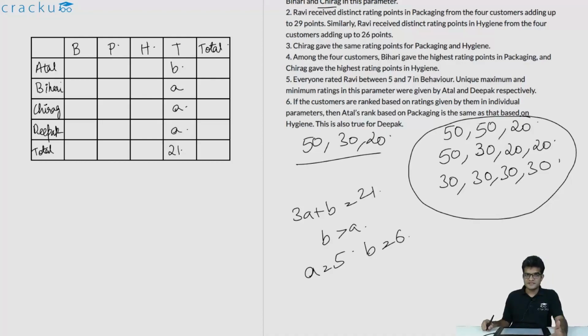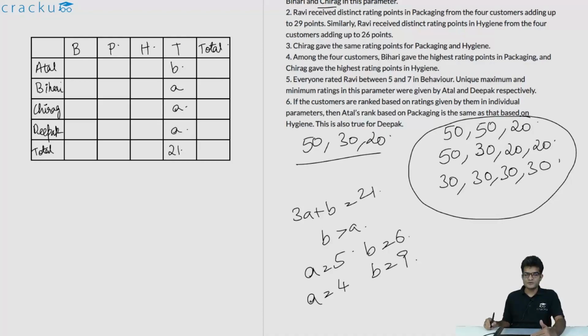A cannot be equal to 6 because if A is equal to 6, 3A is equal to 18 and the value of B will be equal to 3 which is less than A. The next scenario is if A is equal to 4. If A is equal to 4, 3A is equal to 12 and the value of B is equal to 9.